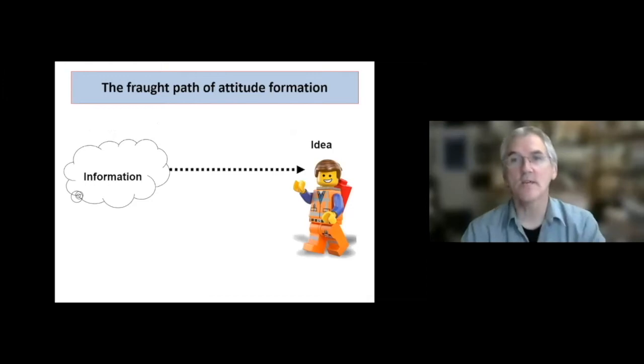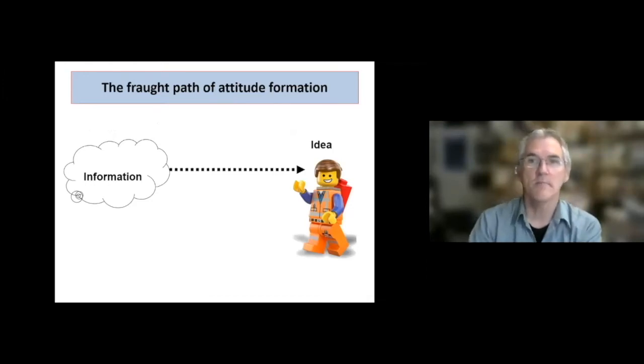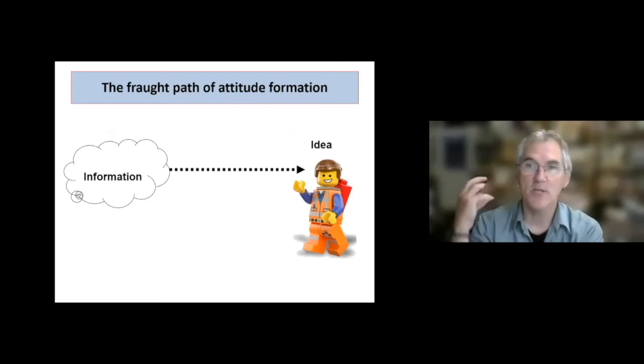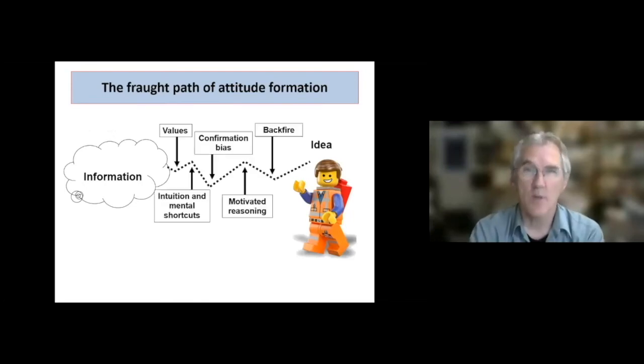So this is how communication works in an ideal world. I have some information, it goes through the airwaves, whatever, somebody gets the information and they accept it, they understand the idea. This is what it looks like in real life. These are things that get in the way of that. People's values, intuition, mental shortcuts, confirmation bias, motivated reasoning, backfire, they all stop that information getting through to the idea. So let's look at some of those in a little bit of detail.